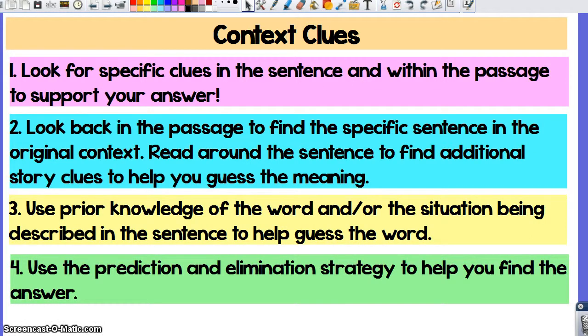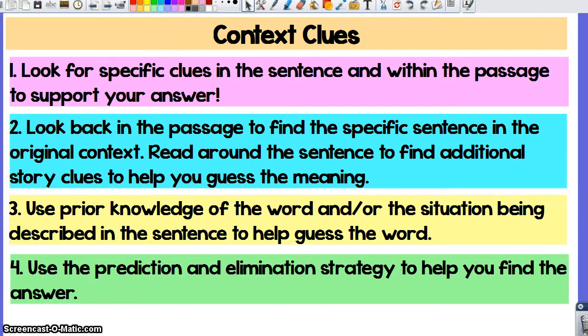So look back in the passage, find the specific sentence in its original context. Make sure you read around that sentence so you know exactly what part of the story or the article that sentence is occurring in. What's the gist of what the author is telling you within that section? See if you can find any additional story clues or text clues that can help you guess the meaning.